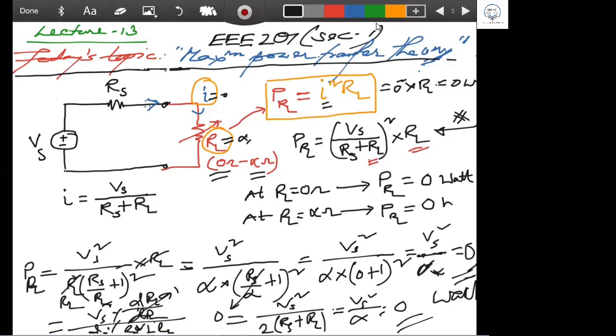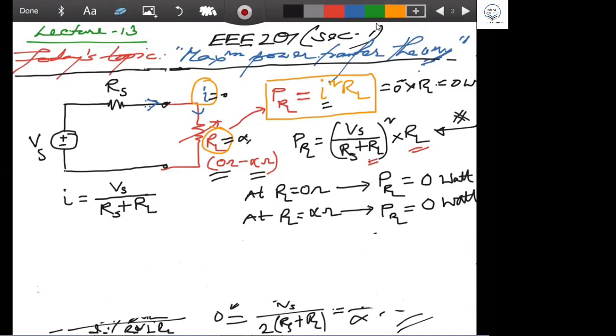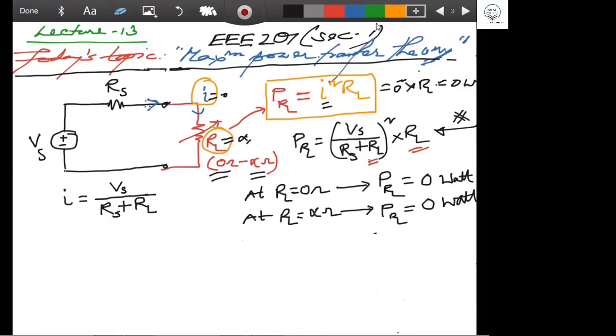So what can we see? When RL is 0, load is 0, the power is 0. When load is infinity, it is also 0. So at the minimum load and at the maximum load, both are giving you 0 watt. That means the power is 0 for both cases. That is what we can see here.